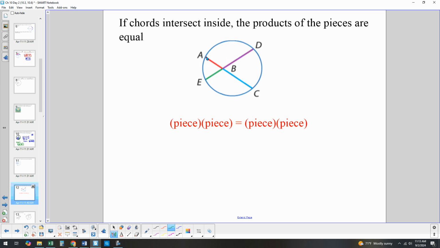So what that means is this piece of the chord AB and the other piece of that chord BC are going to get multiplied by each other. This chord piece EB will be multiplied by this chord piece BD. So we're multiplying the two pieces that made up the one chord and setting it equal to the multiplied version of the two pieces that made up the other chord.